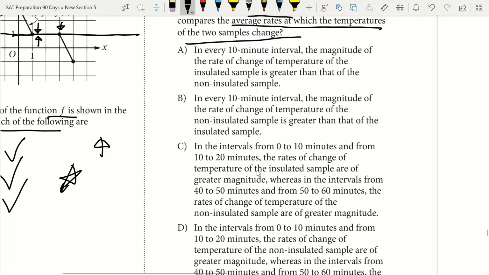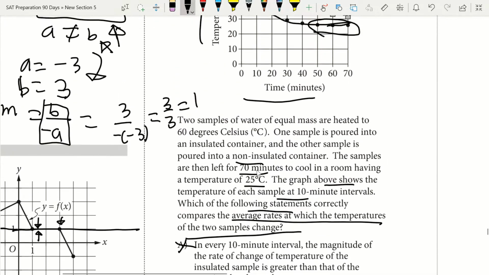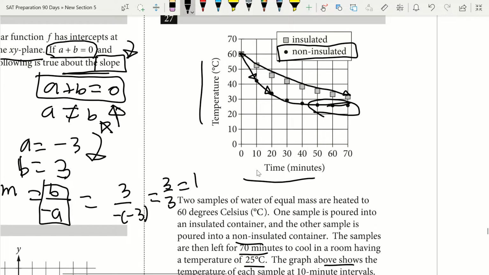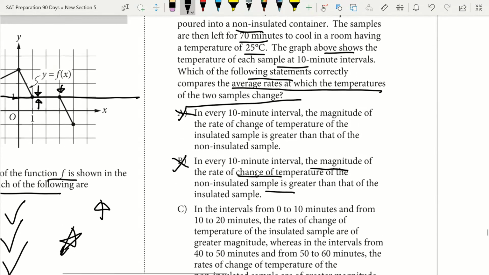They say in every 10-minute interval, the magnitude of the rate of change of temperature of the insulated is greater than that of the non-insulated. Okay, both of them are saying that the magnitude of rate of change of one is greater than the other, but that's not true because the rate of change of the non-insulated was greater at first, but then it was less than the insulated at the end. So we need something that shows that difference over time.